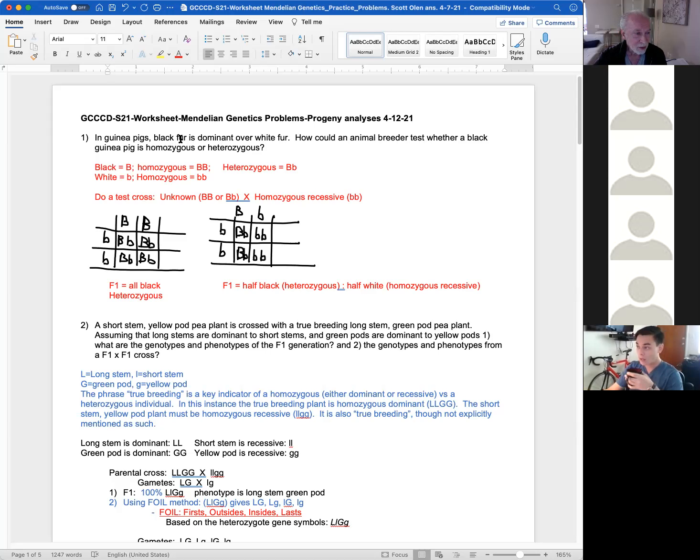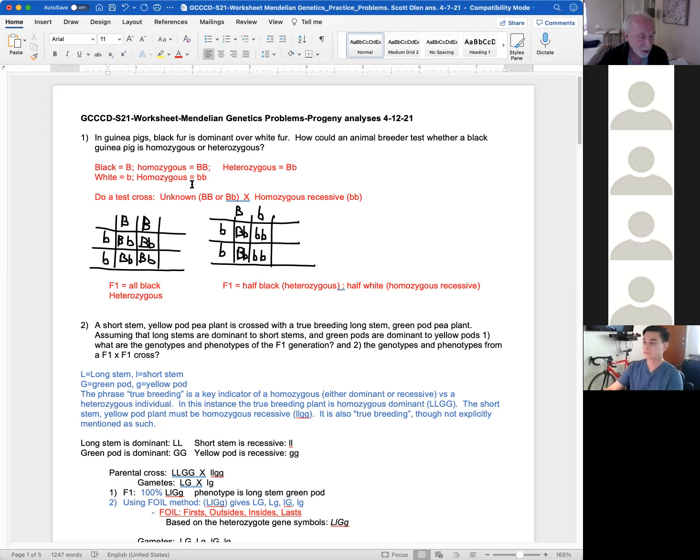So he knows that black fur is dominant over white fur. So that means we give the colors a genetic symbol. Black is B, it could be either homozygous, big B, or it could be heterozygous, big B, little b. Well, we know that the other trait is white, and it's recessive, and we know that it's homozygous, or it wouldn't be white.